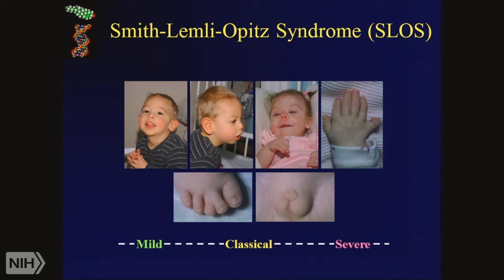More severely affected children can have ambiguous genitalia. This is a male child, and as you can see, has ambiguous genitalia. And then the most common physical finding in Smith-Lemli-Opitz syndrome is this 2-3 toe syndactyly. Now, don't panic. Somebody in this room may actually have 2-3 toe syndactyly. It doesn't mean you have Smith-Lemli-Opitz syndrome. That's a normal variant. It's just very common in Smith-Lemli-Opitz syndrome.